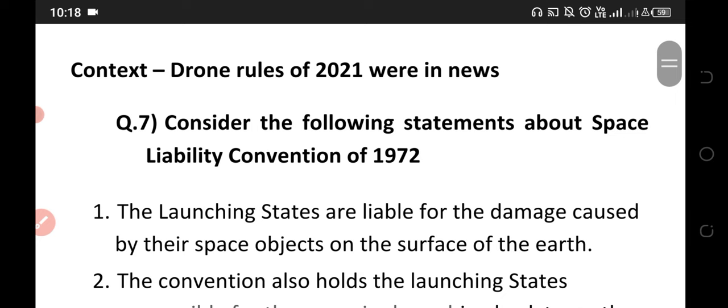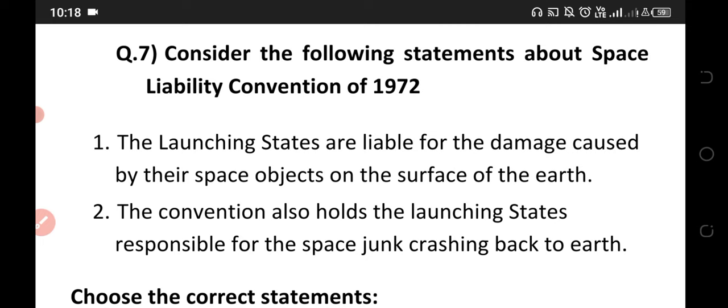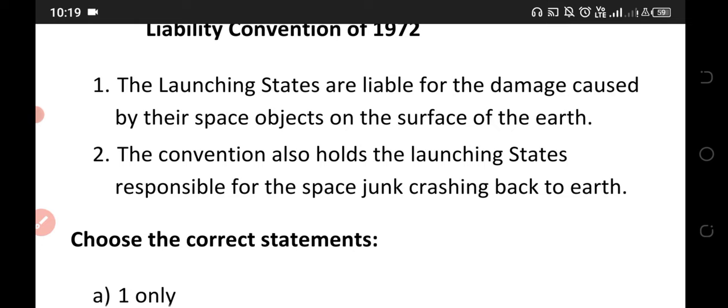Consider the following statements about the Space Liability Convention of 1972. The launching states are liable for damage caused by their space objects on the surface of the Earth. The convention also holds the launching states responsible for space junk crashing back to the Earth. Which are correct about the Liability Convention? I think only one is correct.